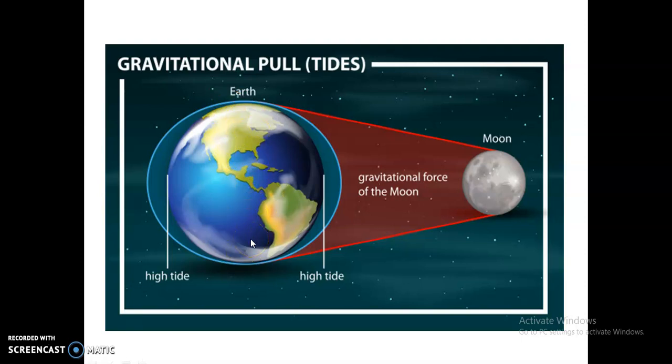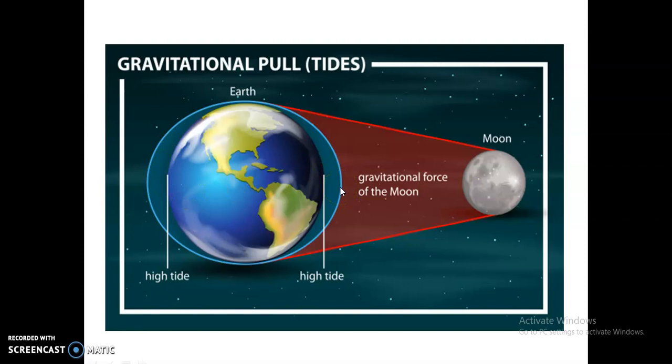Now remember, since earth completes one rotation every 24 hours, in most other places there are usually 2 high tides and 2 low tides per day, one here and one here.